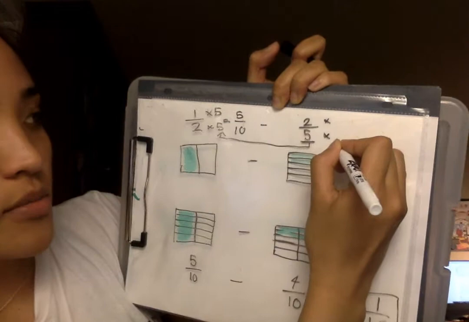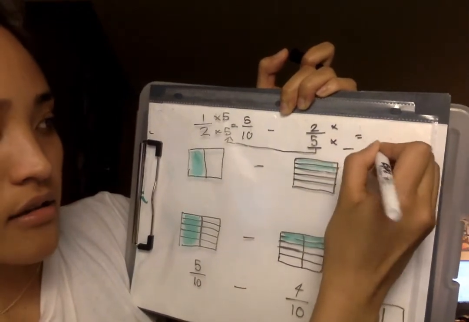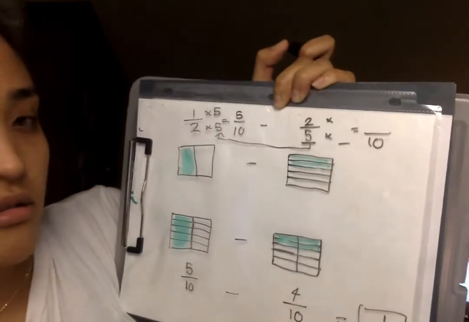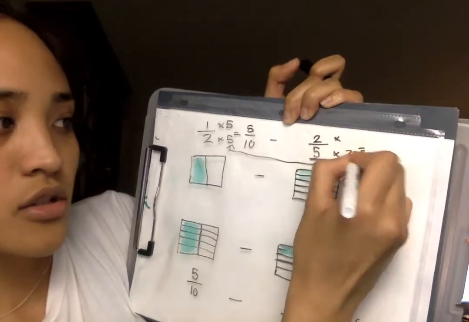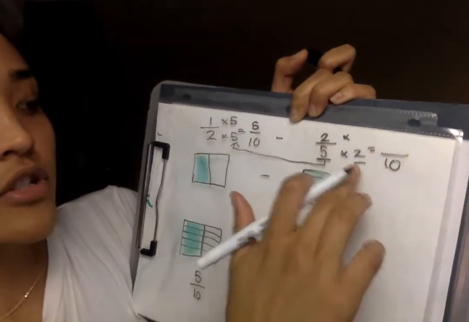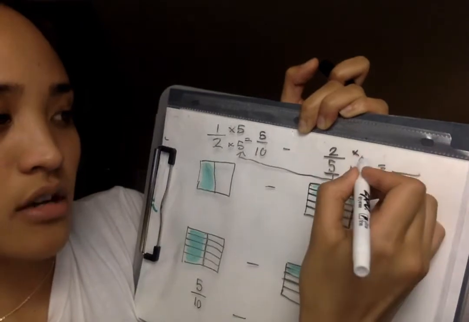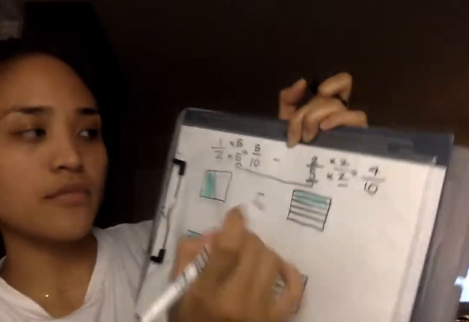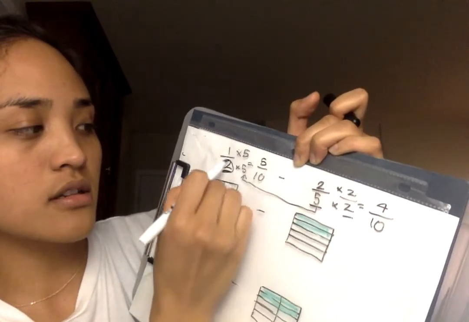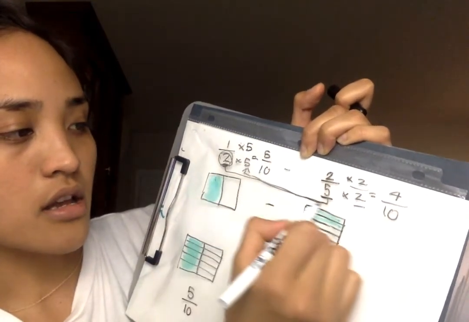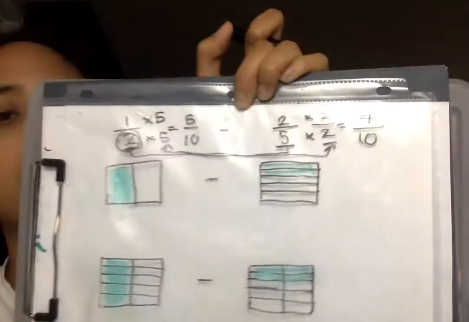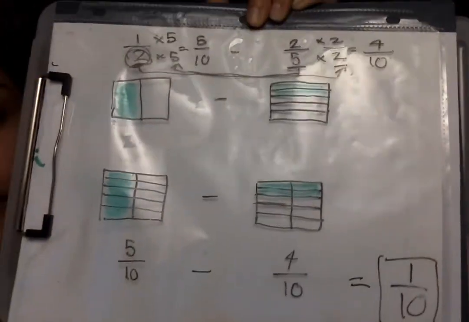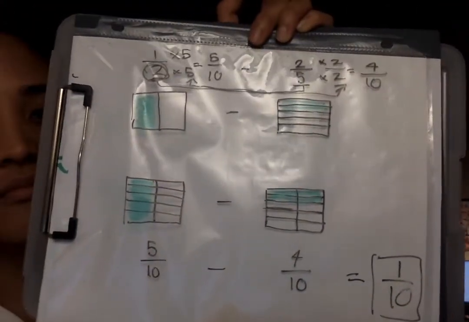What number do I multiply so that I get 10 as my denominator? Well, 5 times 2 equals 10. And whatever we do to the bottom, we must do to the top. 2 times 2 is 4. Alrighty, so I took this denominator and I multiplied by top and bottom. Awesome. Okay, you can rewind this video if you'd like to see that again.